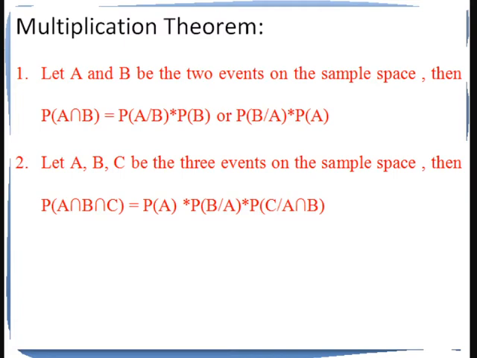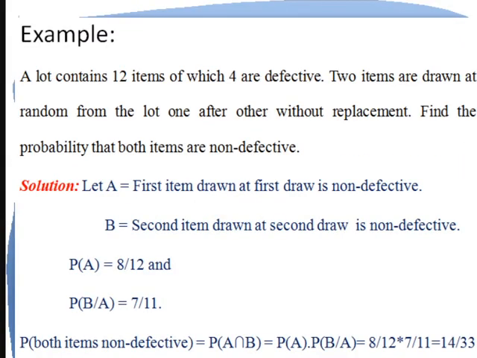Second statement is, let A, B, C be the three events on sample space omega, then probability of A intersection B intersection C is equal to probability of A into probability of B given A into probability of C given A intersection B. Now see one example on this multiplication theorem.